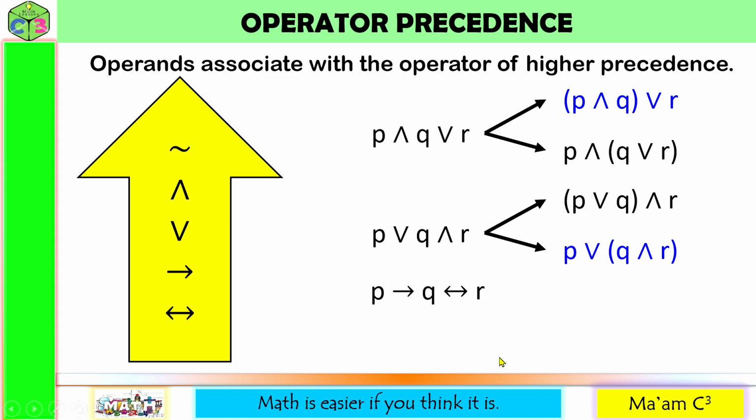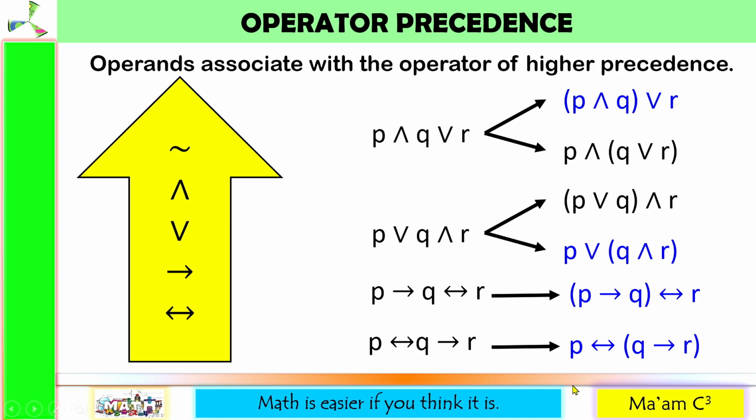How about this? This is equivalent to this. Since implication is of higher precedence than biconditional, then our operands P and Q associate with implication. Last one. This one is equal to this one. Again, we have here biconditional and implication. Implication is of higher precedence than biconditional. So our operands Q and R associate with implication.